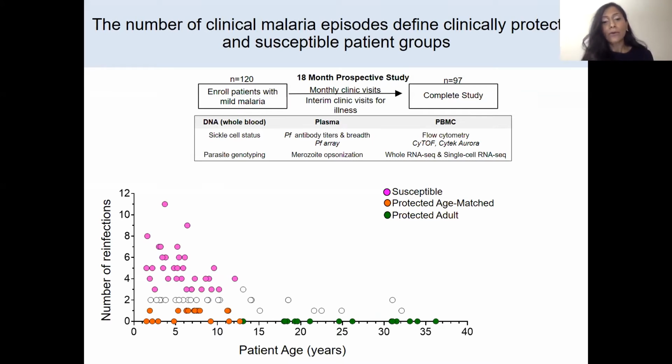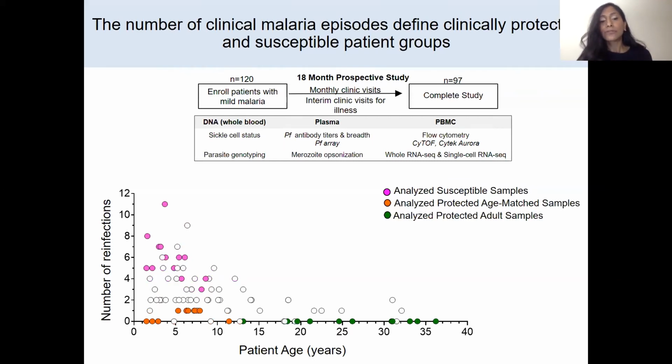And what I hope you can take away from this plot here is that we were actually able to identify 3 groups of patients. In pink are young patients below the age of 13 who had a very high number of malaria episodes since the time of enrollment. They had 3 or greater episodes. And then we were also able to identify what we defined as protected patients in orange and green. Green being the adult patients above the age of 13 who had no malaria infection since their enrollment in the study. And then the patients highlighted in orange who were age matched to our susceptible patients and had either one or just no infections through the study.